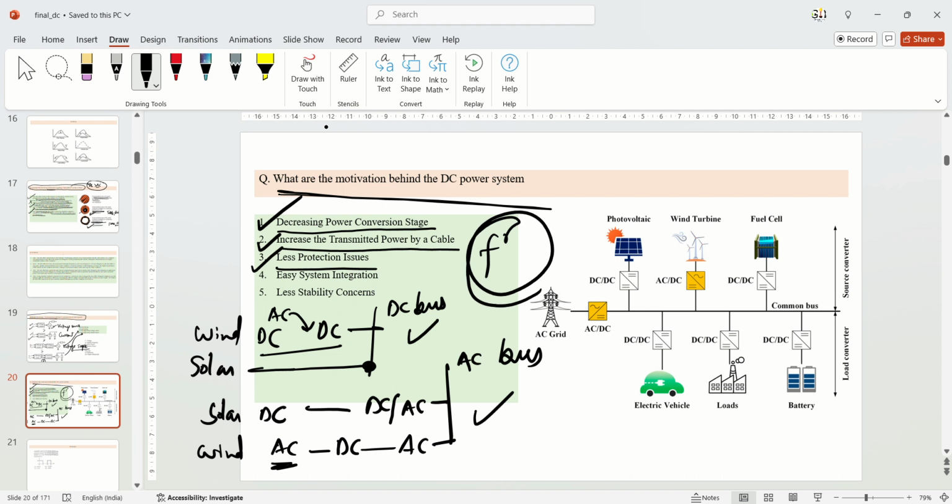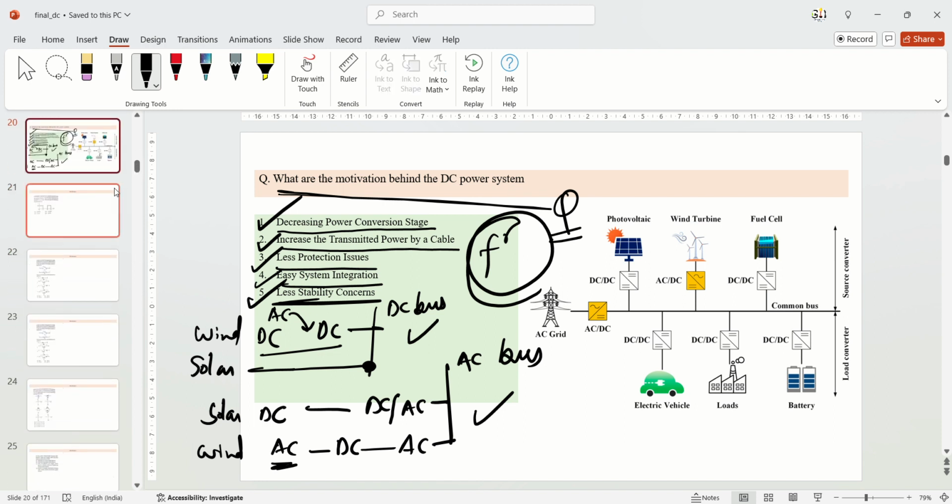In case of reactive power, it is basically absent in the DC system. For system integration, you don't need a frequency synchronization system. The DC system is not dependent upon the frequency. Less stability concern, that is also true. So these are all the motivations for using the DC power system as compared to the AC power system.